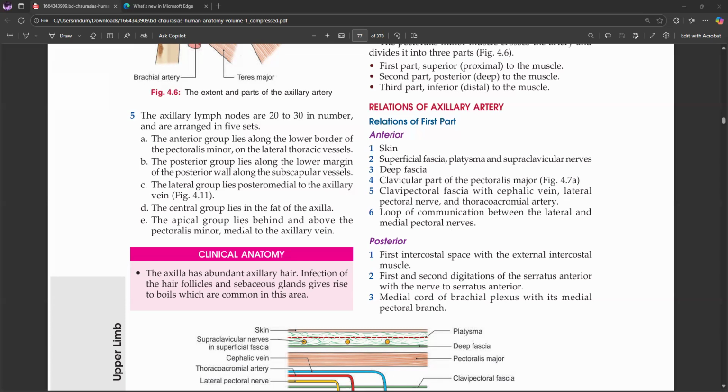D. The central group lies in the fat of the axilla. E. The apical group lies behind and above the pectoralis minor, medial to the axillary vein. Clinical anatomy. The axilla has abundant axillary hair. Infection of the hair follicles and sebaceous glands gives rise to boils, which are common in this area.